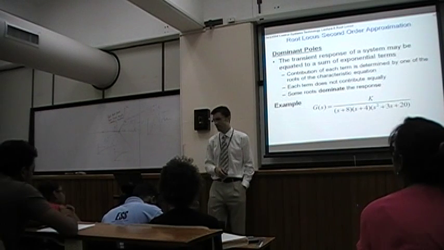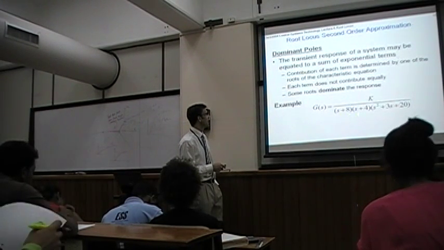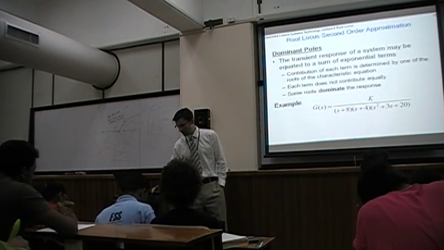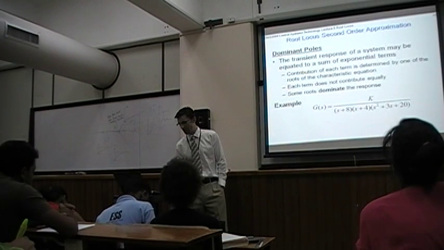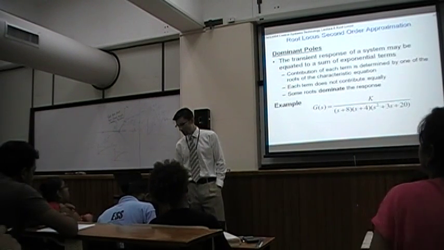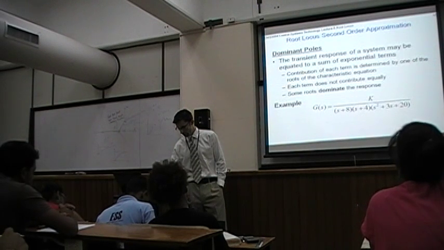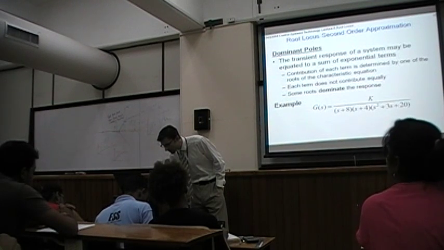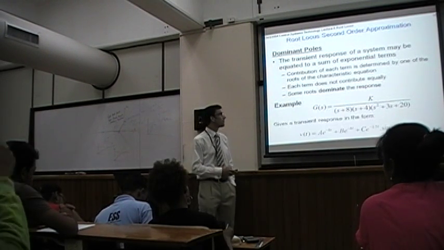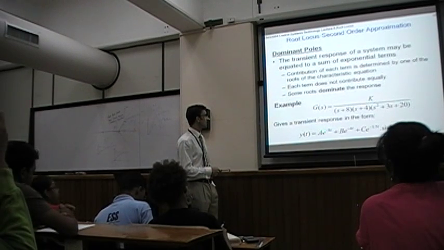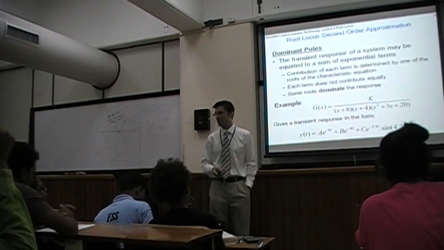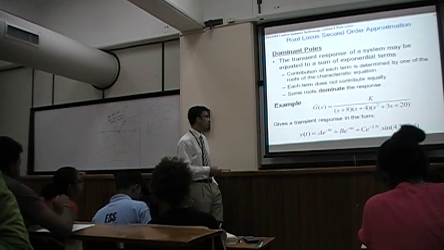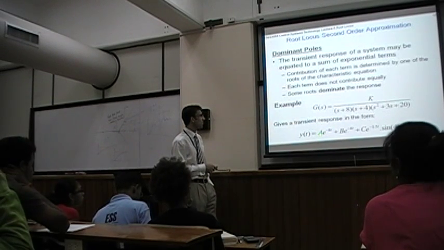So if we look at this example, we've got gain K over (s plus 8)(s plus 4)(s squared plus 3s plus 20). So what are the roots of this transfer function, and what's the response going to look like? Well, let's just do it in general terms. You're going to have some constant A, so we don't have to do all the partial fractions. It's expressed in terms of K, so we can't get the eventual value. So let's just use general constants.